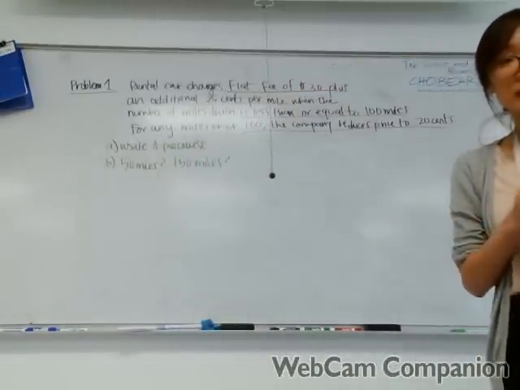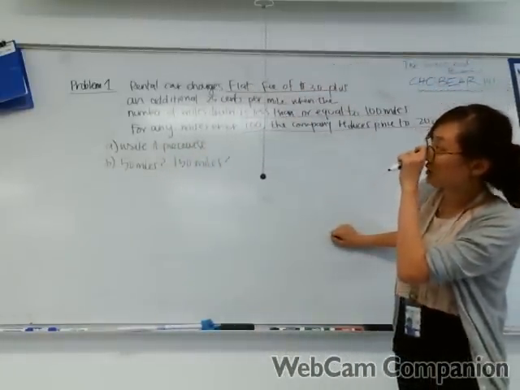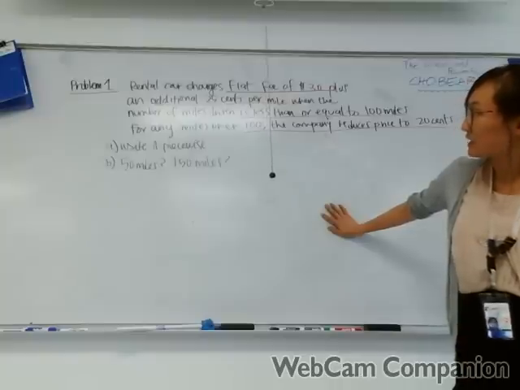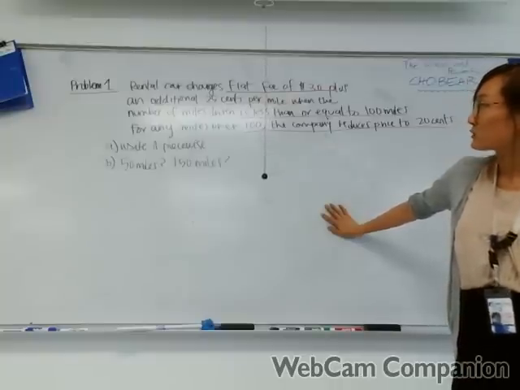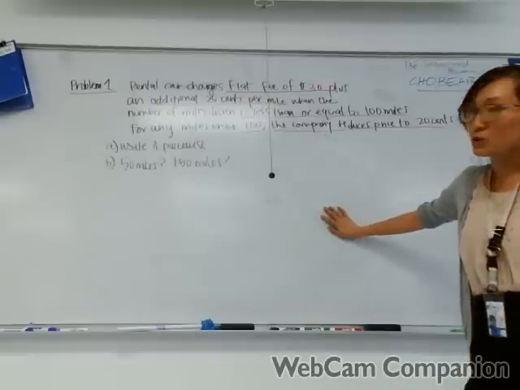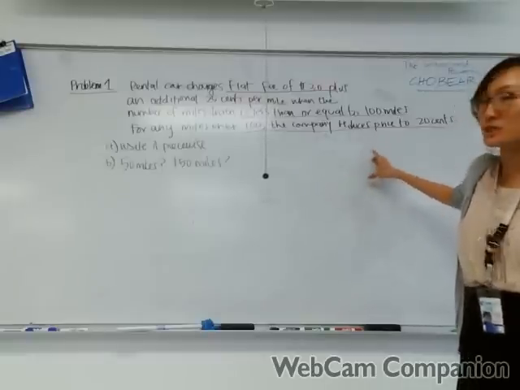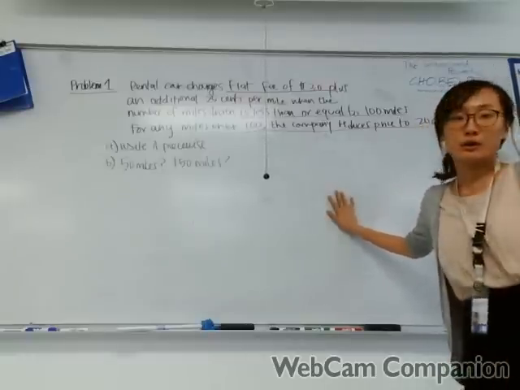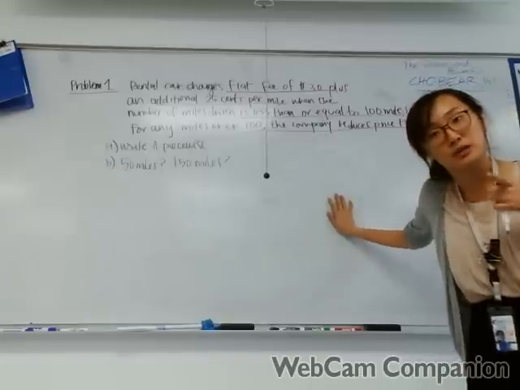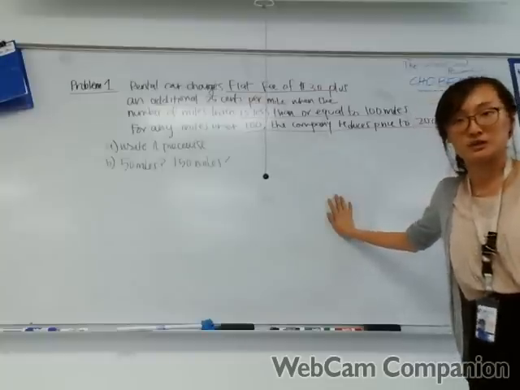So the problem, in case you forgot, is a rental car charges a flat fee of $30 plus an additional 25 cents per mile when the number of miles driven is less than or equal to 100 miles. For any miles over 100, the company reduces the price to 20 cents. You want to write a piecewise function from this, and analyze how much they would get if it's 50 miles and 150 miles.